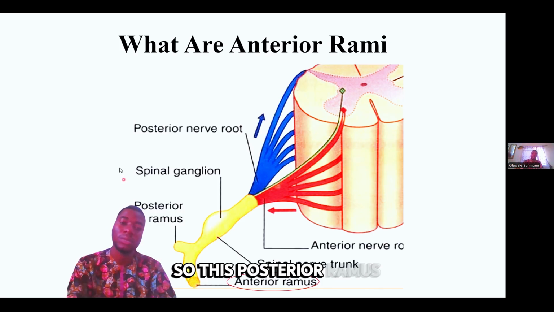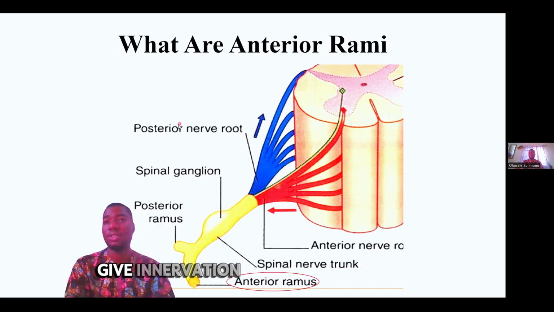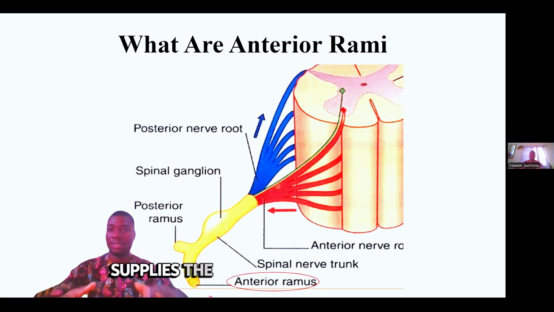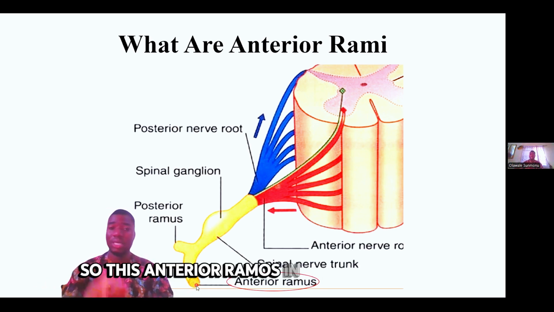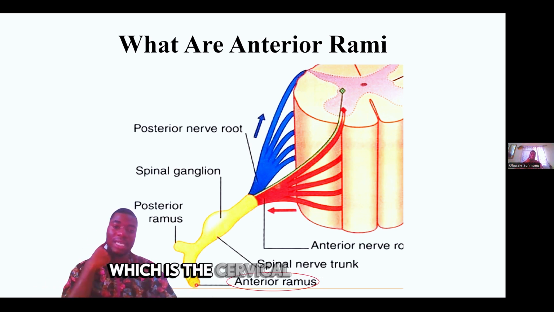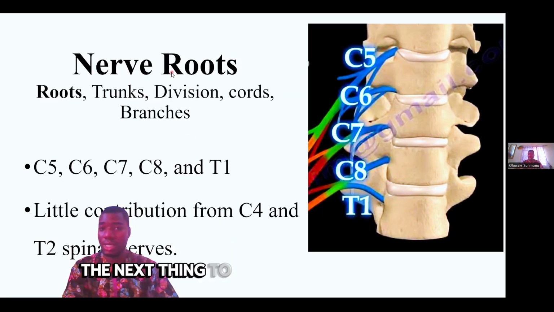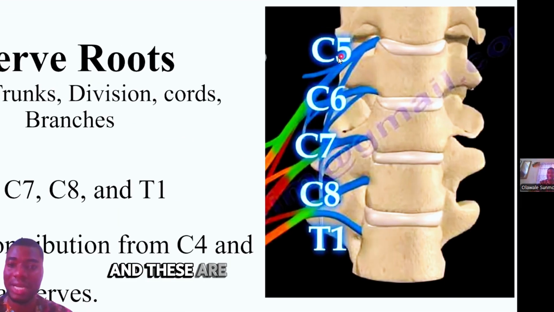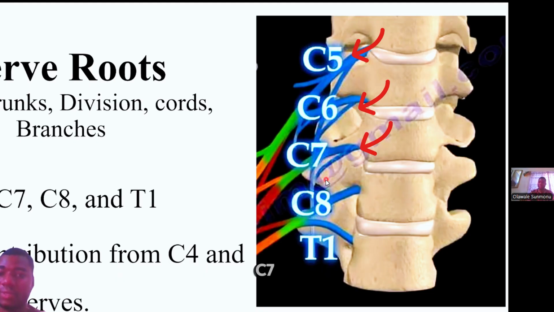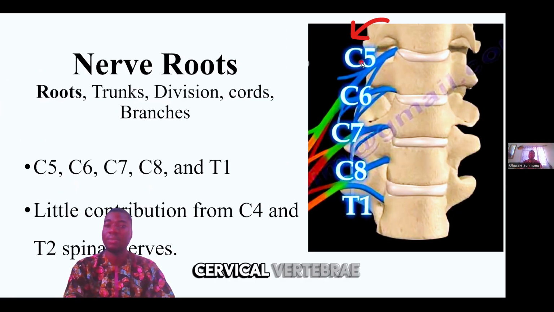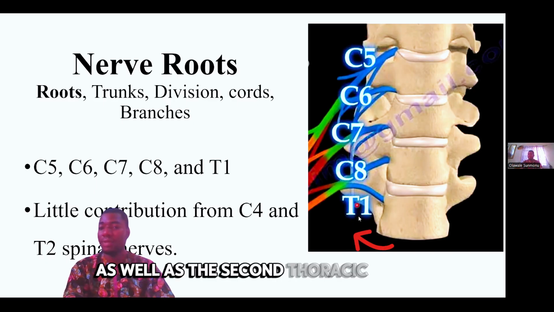Ramus means branch, or anterior branch, posterior branch. Okay, so this posterior ramus travels backward to give innervation to all the muscles in the posterior part of the body, while the anterior ramus supplies the anterior part of the body. So this anterior ramus in the brachial plexus, which is the cervical and the first thoracic, supplies the upper limb or upper extremities. The next thing to consider is the nerve roots, and these are roots arising from C5, C6, C7, C8, T1. And there's little contribution from the fourth cervical vertebra as well as the second thoracic vertebra.